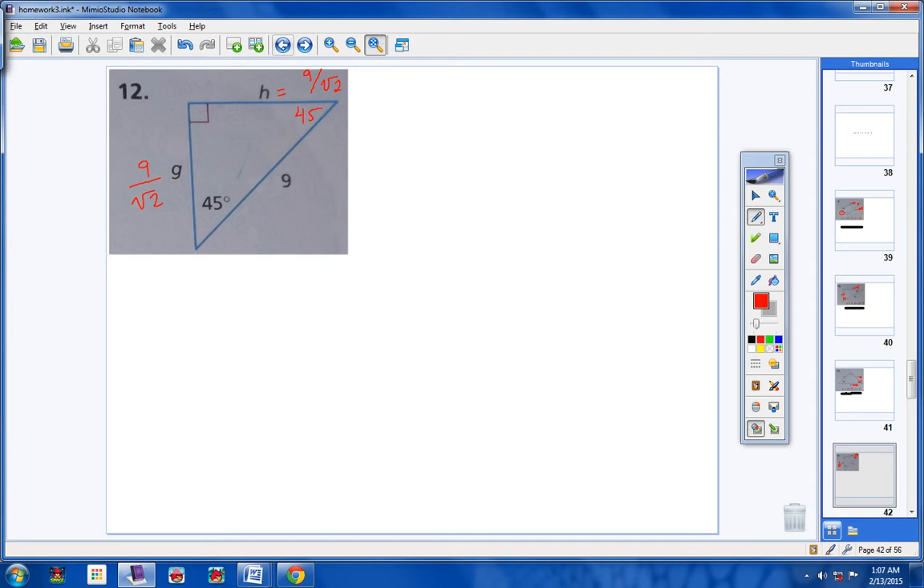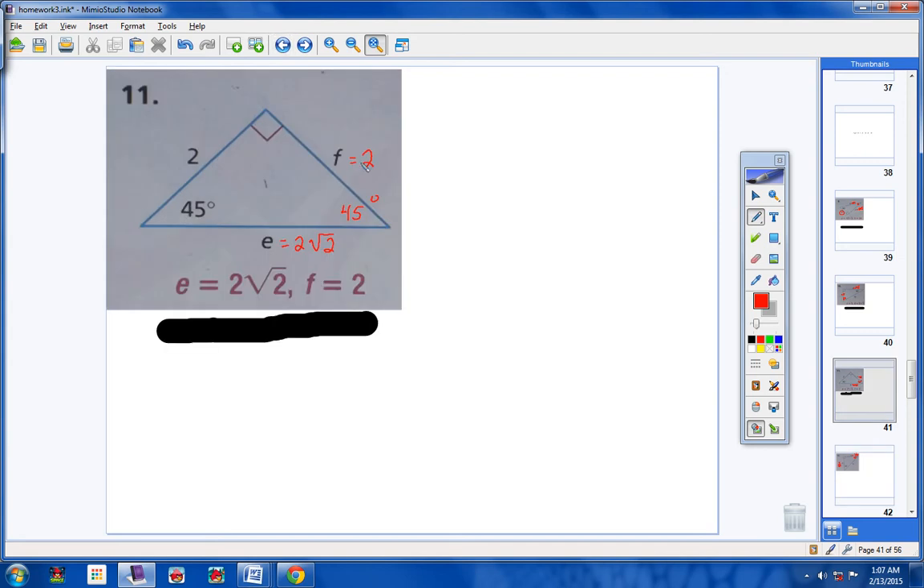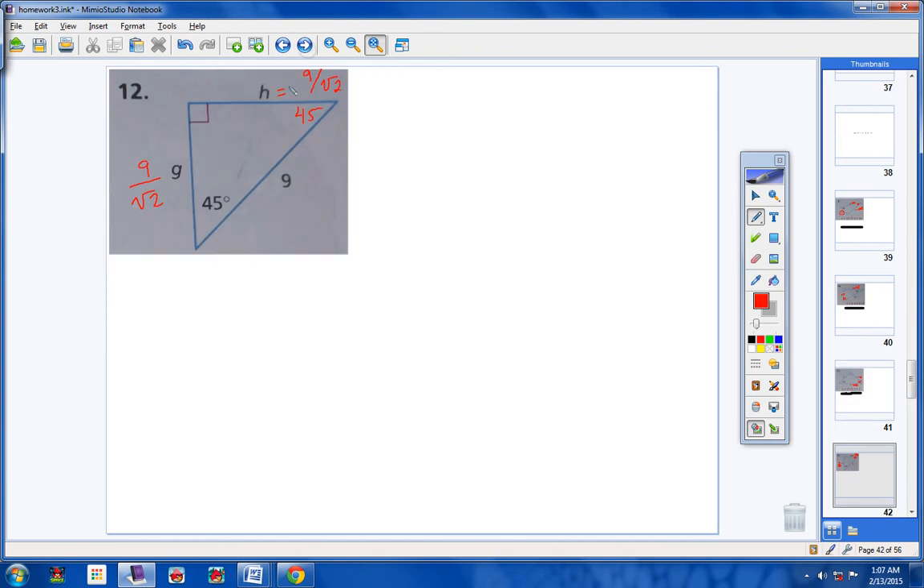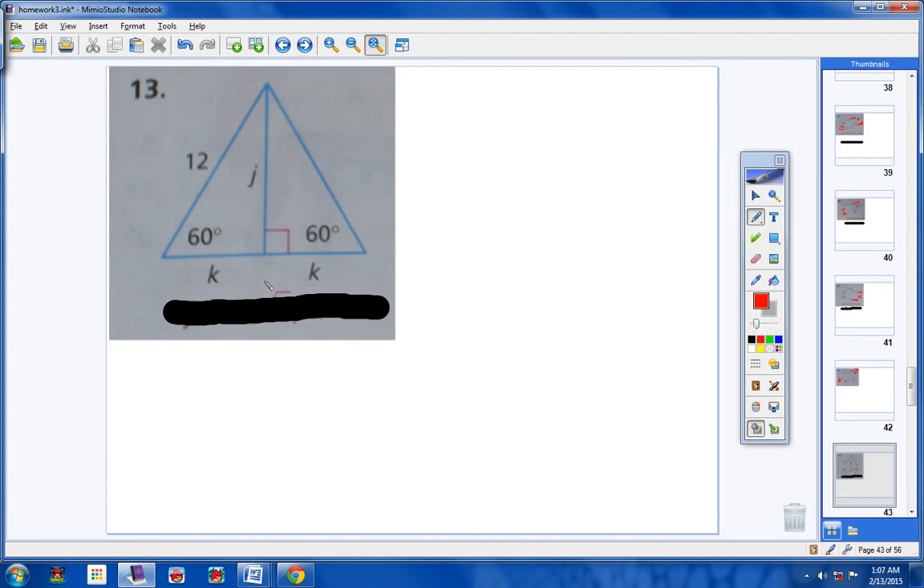Think about it, guys. It makes total sense. If I give you a leg, you multiply it by square root of 2 to get the hypotenuse. If I give you the hypotenuse, then you divide it by square root of 2 to give me the leg. So 9 divided by square root of 2 for my legs. Alright, number 13. Now, guys, think about this.